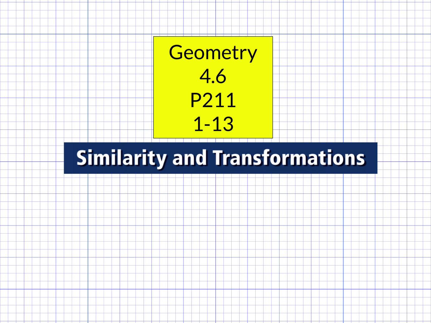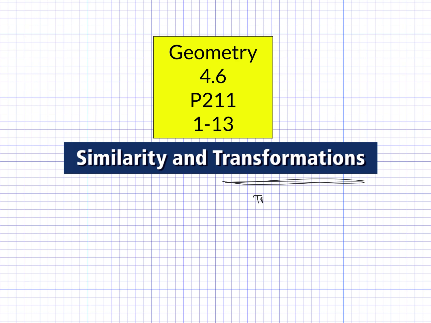Okay, 4.6, 1 through 13. There's proofs on here, so we're going to try to get through these as quick as possible. Similarity and transformations. Okay, so just real quickly in understanding what's going on, we know our transformations.